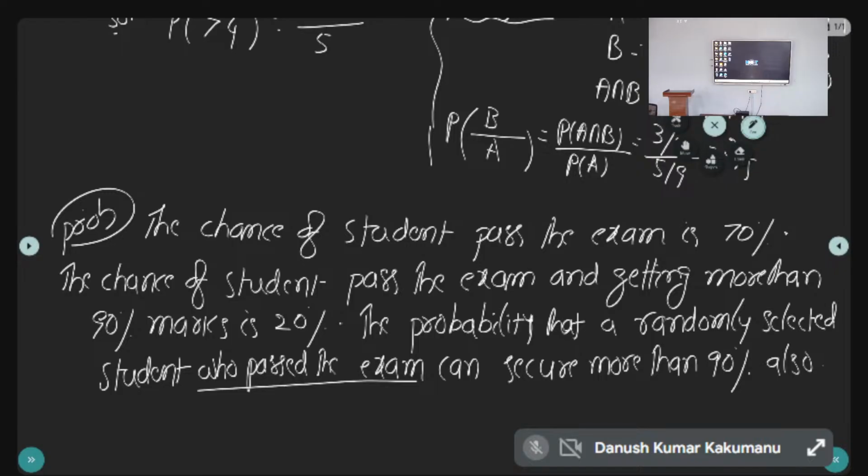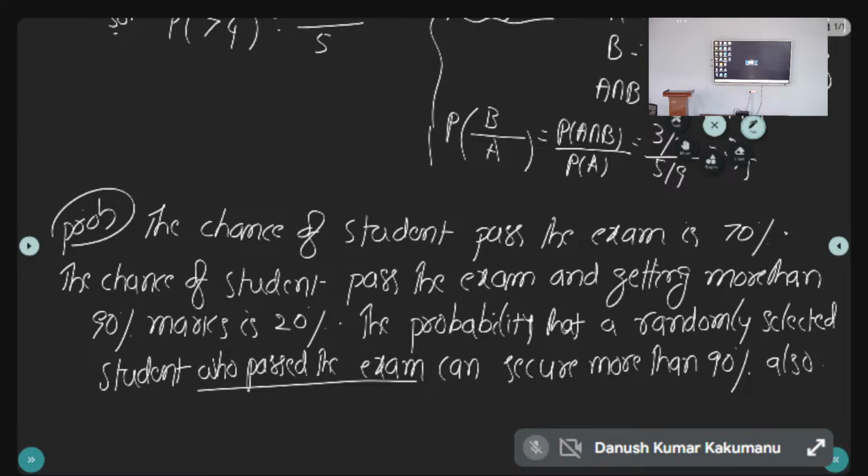Here total two events are involved. One is passing the exam. Second event is securing more than 90% marks. Is it right or not? One is the student passes the exam, one event. Second event is the student secures more than 90%. Clear? Yes. One student already passed the exam. Means already passed goes to the denominator.